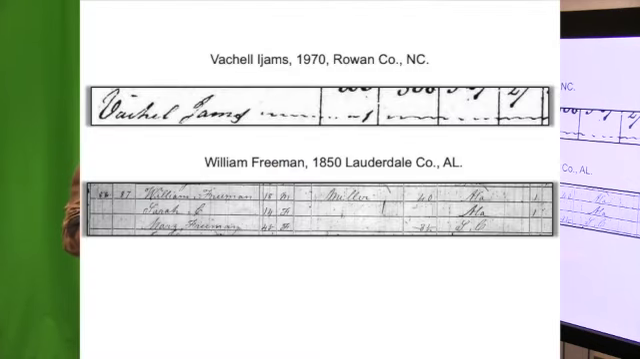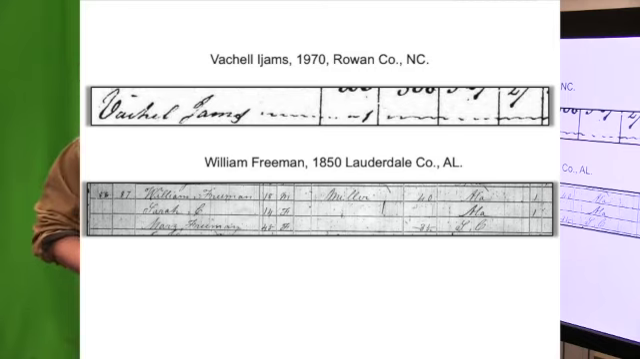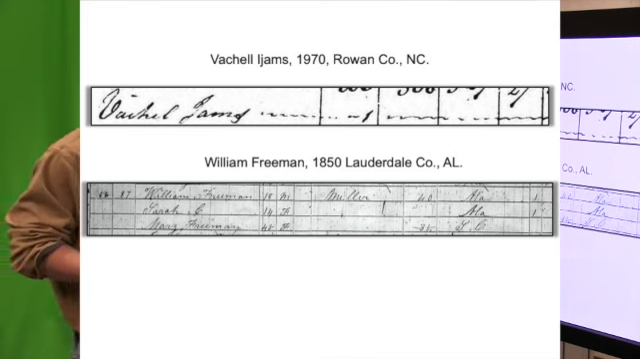Antebellum censuses only recorded the names of free householders, white and black. Until 1850, only heads of families were recorded by name. Everybody else got listed in age brackets, 0 to 5, 5 to 10, 10 to 15, etc., in columns for males and females. So don't skip these. Some people tend to just skip these because they think they're a little bit too hard to figure out, but they're really not if you do it a little bit.